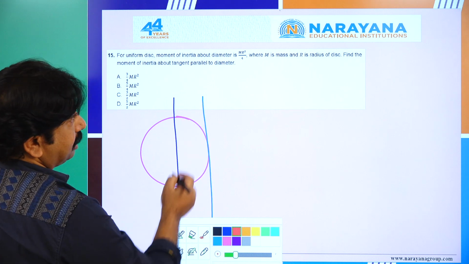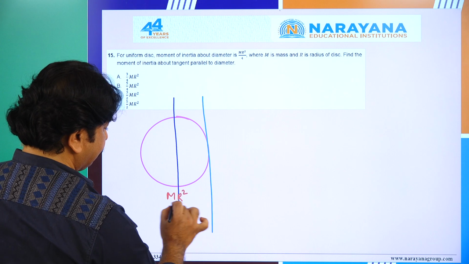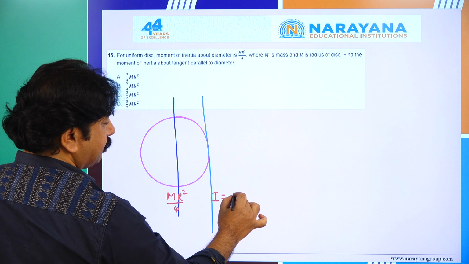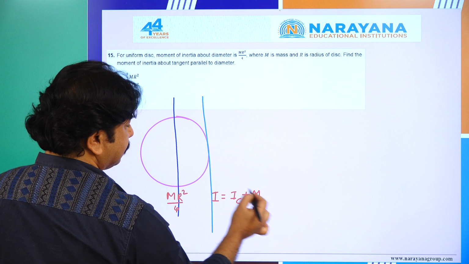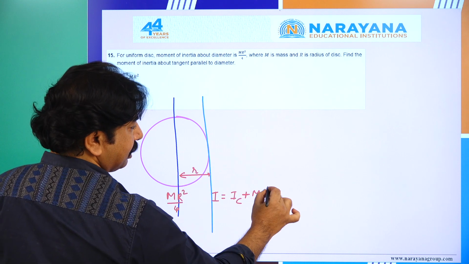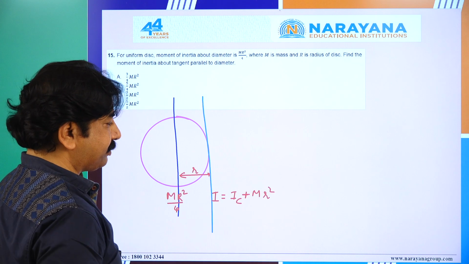About the diameter, already they are given. This is equal to MR square by 4. Now I want the moment of inertia about this one only. This is the formula: I is equal to total mass into the perpendicular separation between them, as per the parallel axis theorem, I is equal to MR square.